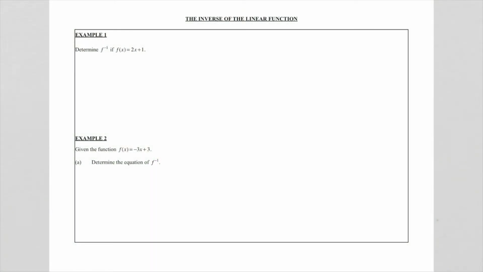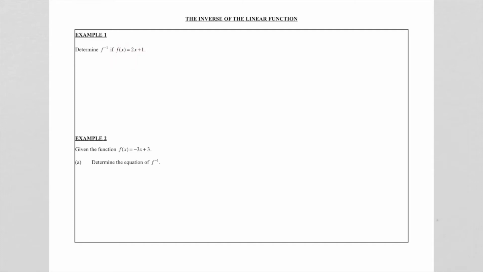So let's look at this first problem. As you can see, they ask us to determine, and this notation, this f with an exponent of -1, that is the notation that refers to the inverse of f. So this question says, determine the inverse of f if f(x) is equal to 2x plus 1. And as you can see, this is a straight line graph.